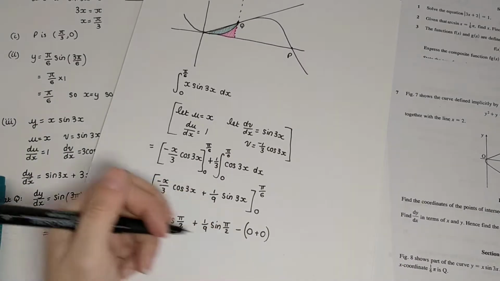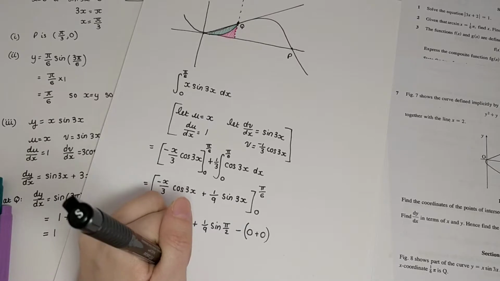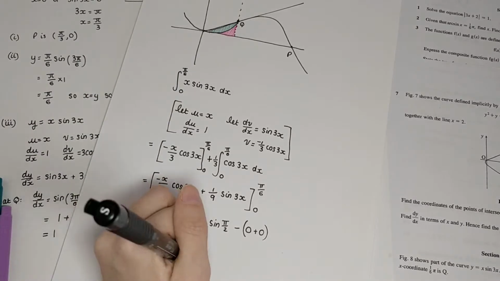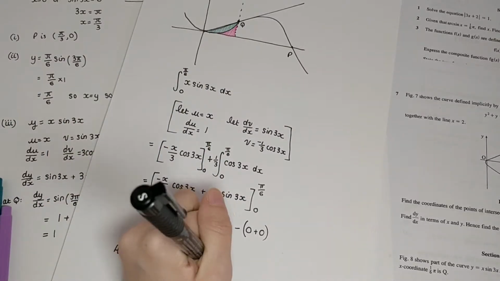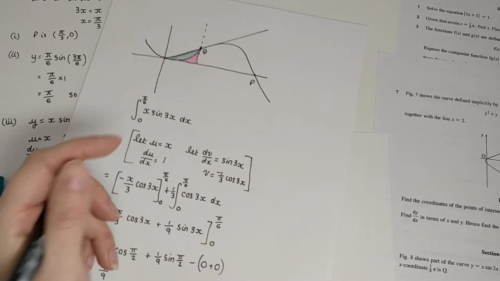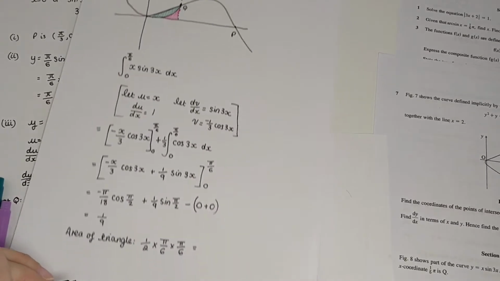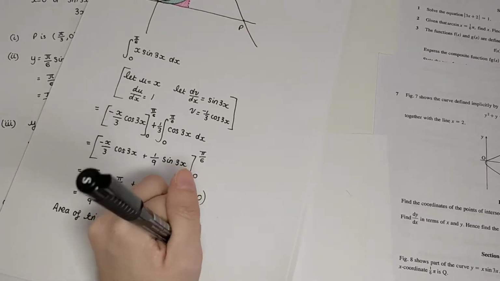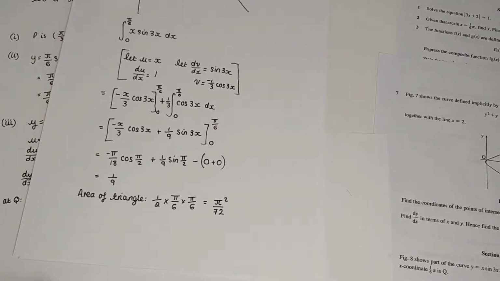So, area of triangle. Half base times height. Half times, what's the base of that? That's going to be pi over 6, because the x-coordinate of Q is pi over 6. And the y-coordinate was also pi over 6, wasn't it? So it's half of that square. So that's pi over 72, I want to say. Oh, sorry, pi squared.